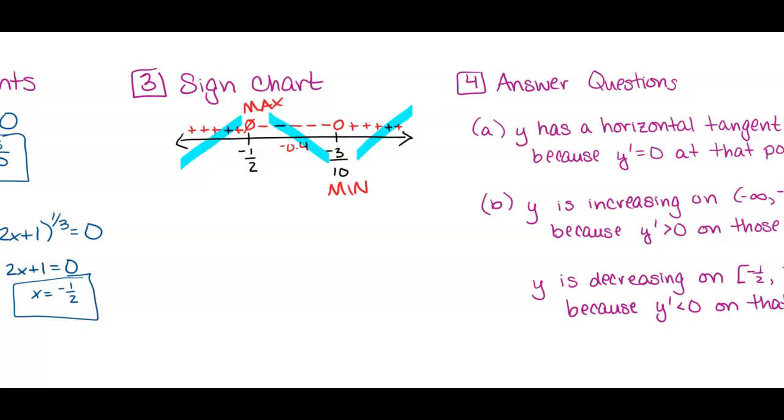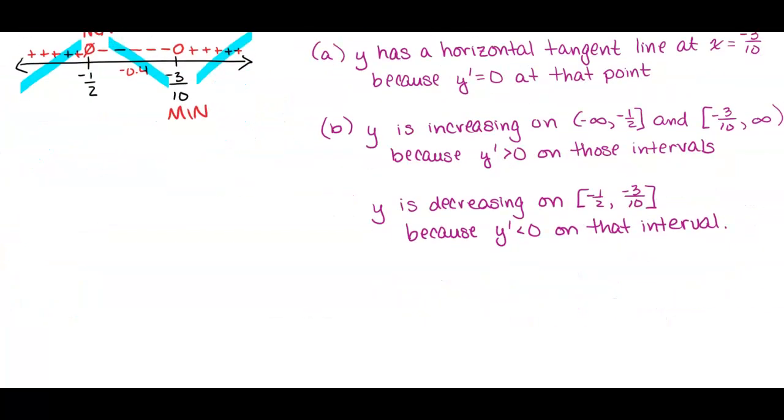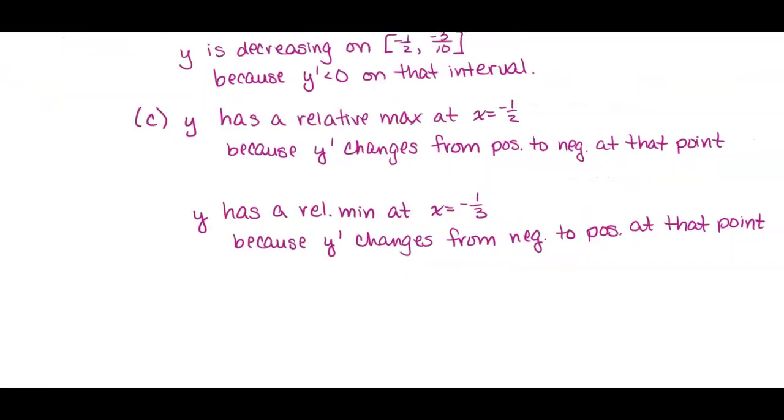Now we can see it on our sign chart really easily, but the way we justify this is by talking about a sign change in the first derivative and how the first derivative changes sign from positive to negative, from negative to positive. So that's what I'm going to mention when I write up the solution here. So here's how I would write up the answer to the question about local extrema or relative extrema. Those two things mean the same thing.